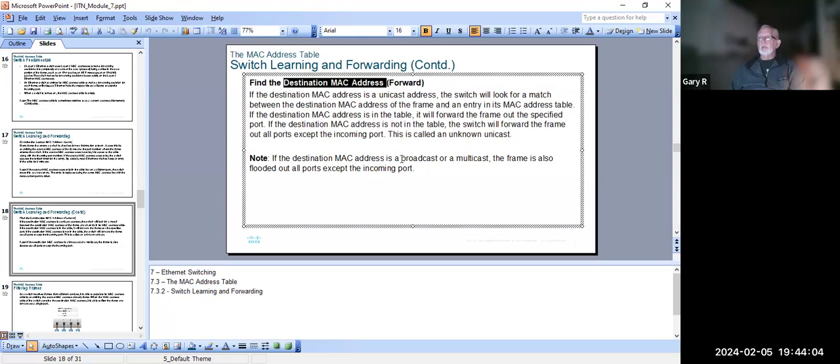Of course, if it's a broadcast or a multicast, it will always flood except the incoming port. And the reason is it learns from the source address, and the source address will never be a multicast or a broadcast.